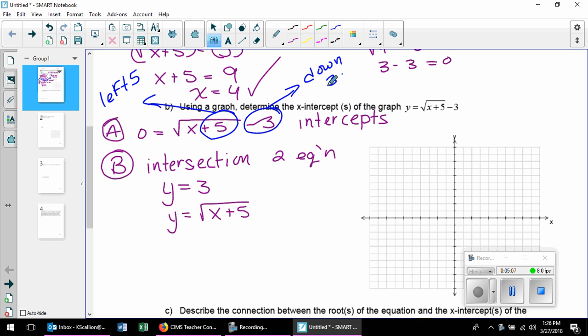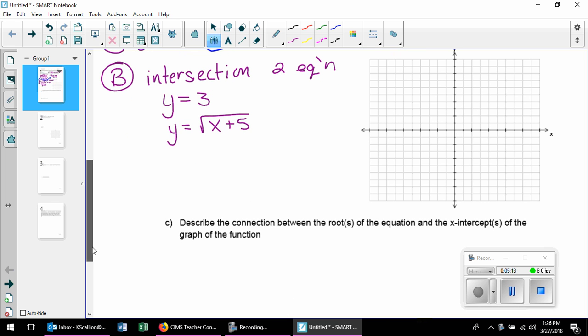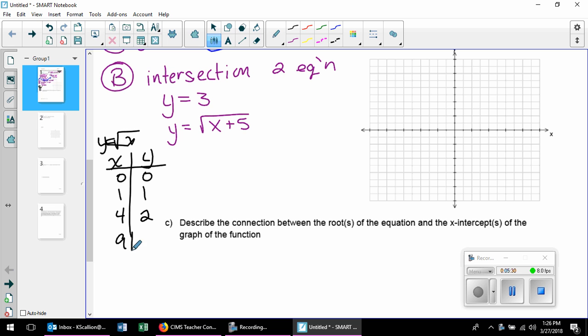So do you guys remember your table values from your original equation y equals root x? Okay, starts at 0, 0, 1, 1, 4 and 2, 9 and 3, right? Pretty easy. That's our basic table.